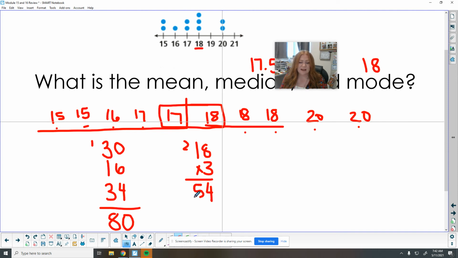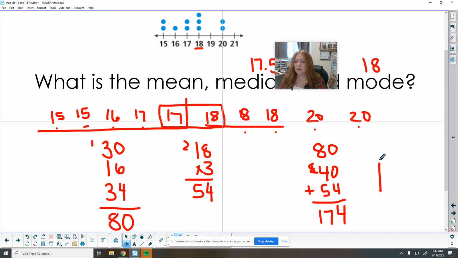And 3, 4, 5. So there's 54. And 2 20s makes 40. So I've got 80, 40, and 54 as my total pieces here. So here's 4. 12 plus 5 is 17. So I have a total of 174.